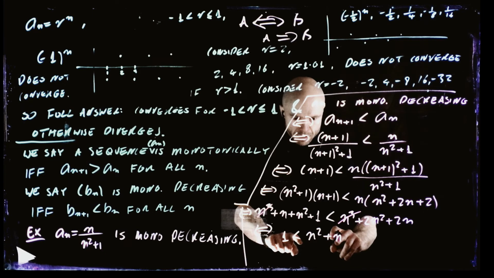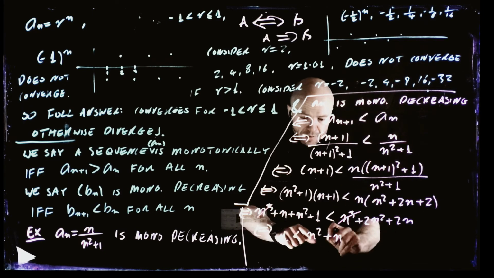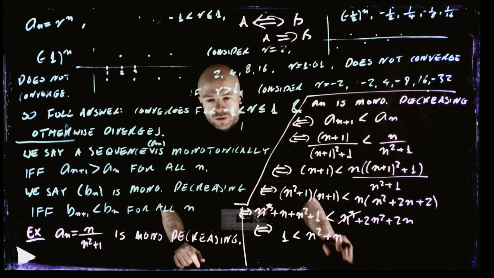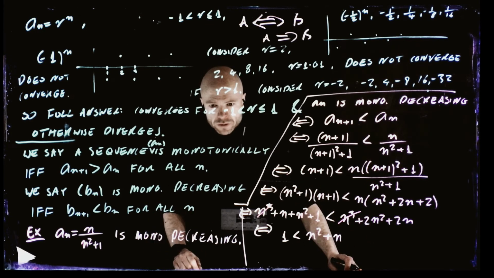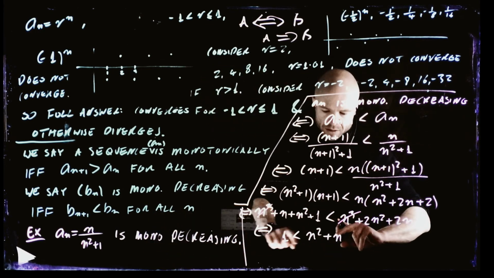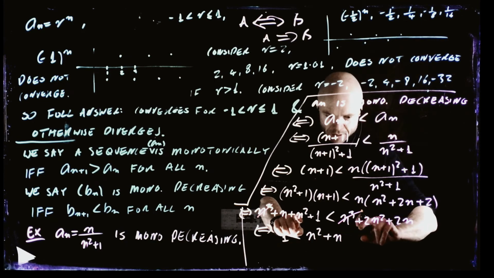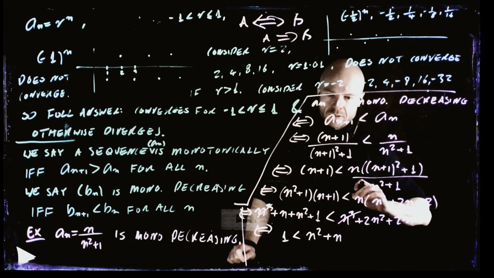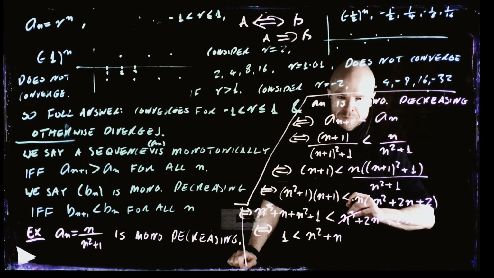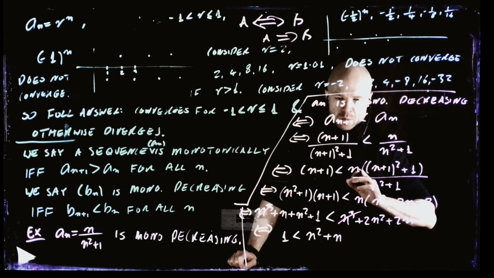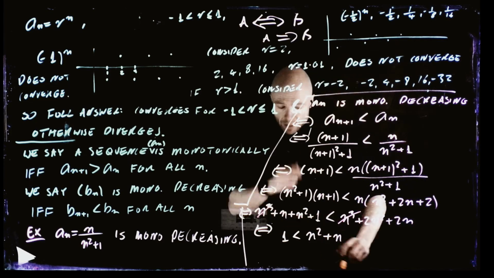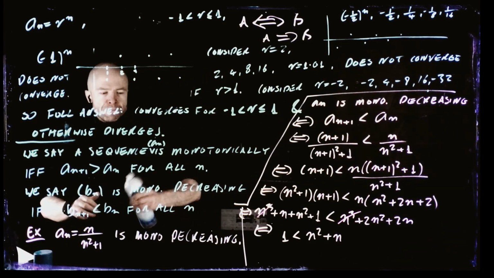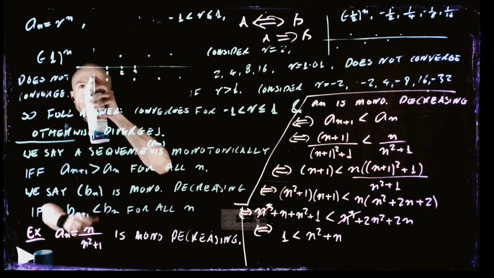Yeah, and that statement is true. That is true. n squared plus n is bigger than 1 for every n bigger than or equal to 1. That's true. Yeah, so this is true, which implies this, which implies this, which implies this, which implies this, which implies this. So it is a decreasing sequence. Yeah. So that's one way. Okay, I'm going to raise the board. Think about if there's another way.